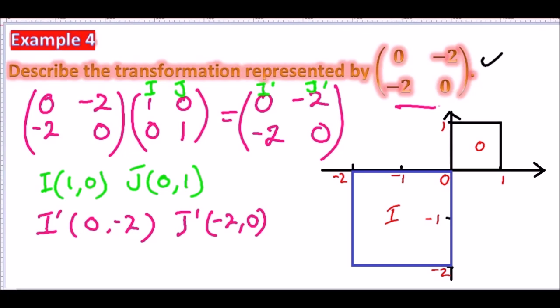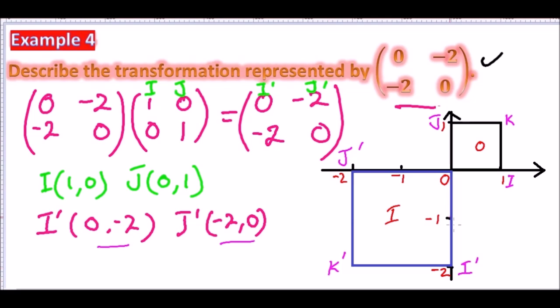We can say what has happened. This is where we have our I. This is where we have our K. This is where we have our J. The image of I is 0, minus 2. So this is where we have the image of I. This is where we have our J, minus 2, 0. So this is where we have J prime. Of course, here we have K, the image of K.